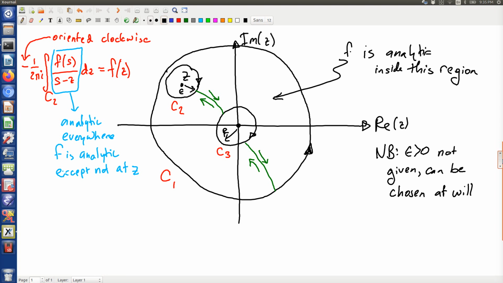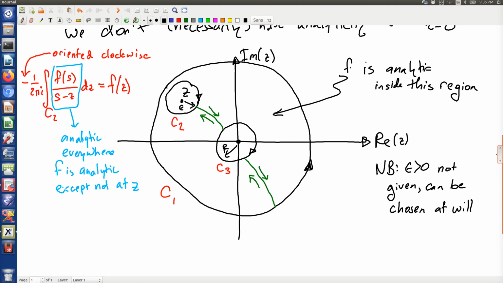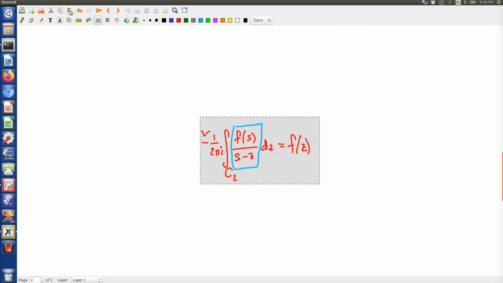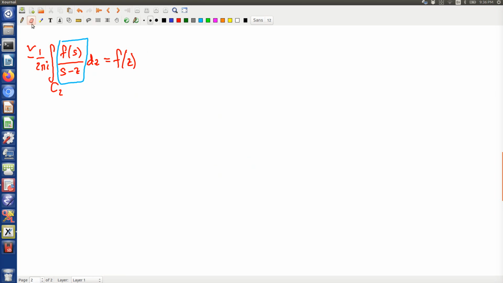Alright, so let's do that. Let me show how that works. I'm going to take this selfsame integral here around C2. So let me go grab it, copy it, next page, paste, there you are, and now I'll do a little cleanup. I think I can do this. There we go. Okay.